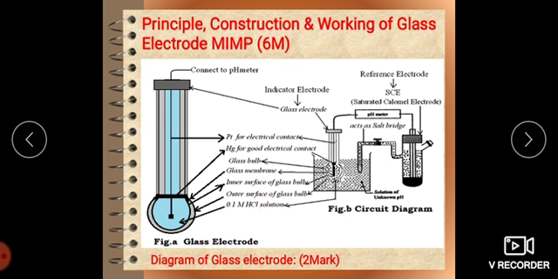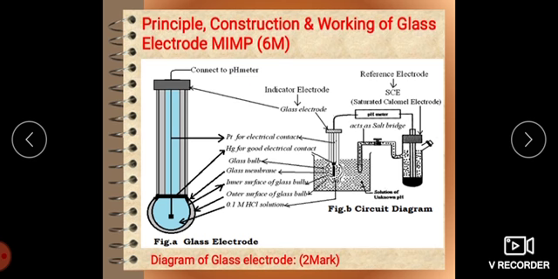This very sensitive glass bulb is prepared from a special kind of glass, made from some kinds of oxides, and is sealed to the hard glass tube. This is a hard glass tube, and this glass bulb is sealed here, and that glass bulb is filled with 0.1 molar HCl solution. For electrical contact, one Pt wire, a platinum wire, is inserted in the 0.1 molar HCl solution, and that is connected to the pH meter instrument.